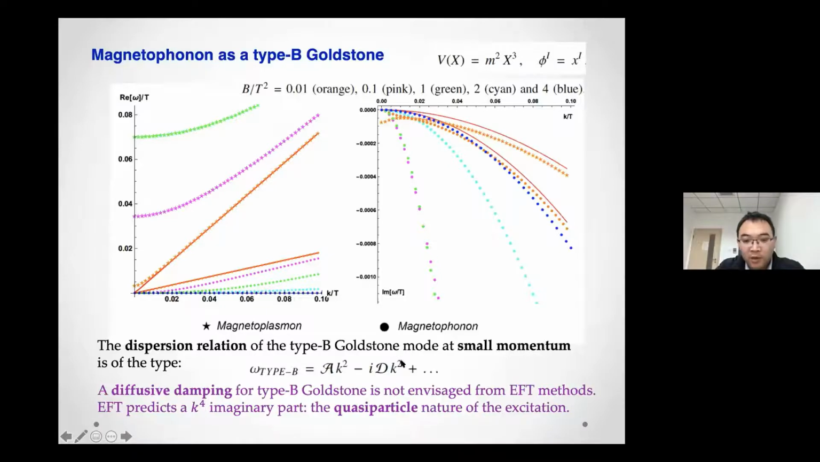We mean the imaginary part is much smaller than the real part. This means we have a well-defined quasi-particle description. Actually, from our holographic result, we don't have this quasi-particle excitation. This is consistent with the holographic picture because we are considering strongly coupled quantum matter without a quasi-particle description. This is indeed the case.